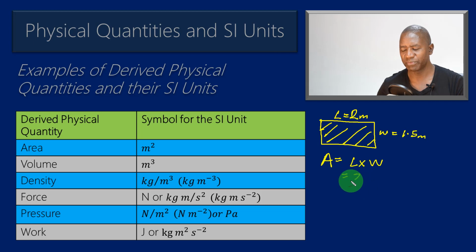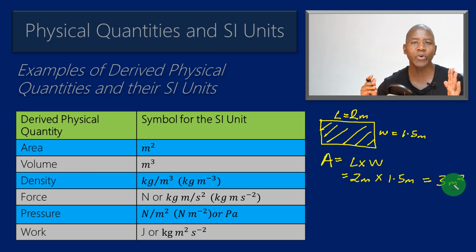The length is 2 meters. The width is 1.5 meters. When you multiply 2 by 1.5, you get 3. When you multiply meter by meter, you get meters squared. Therefore, the area of this shape here is equal to 3 meters squared.